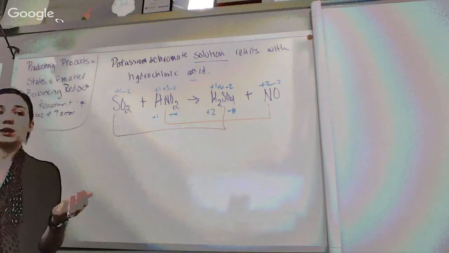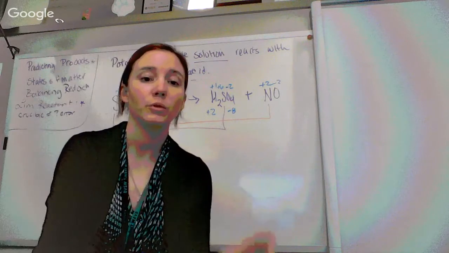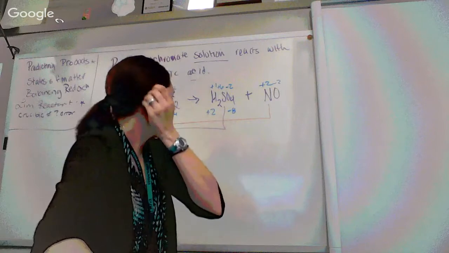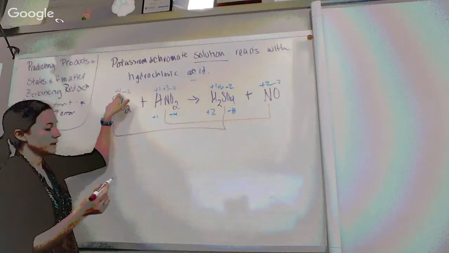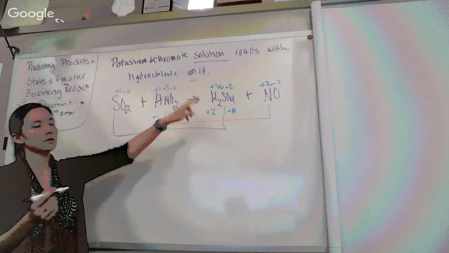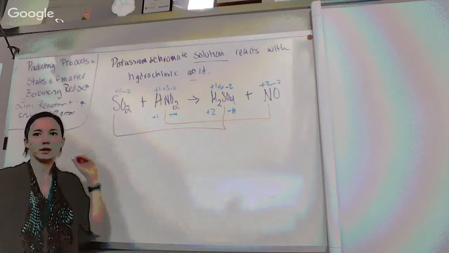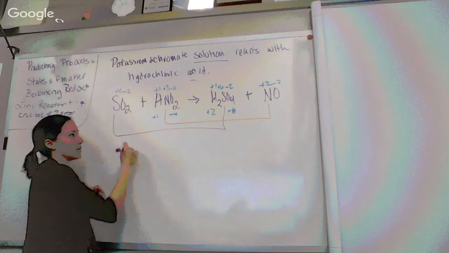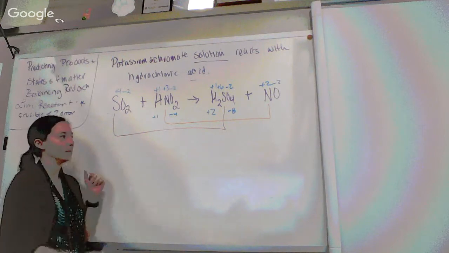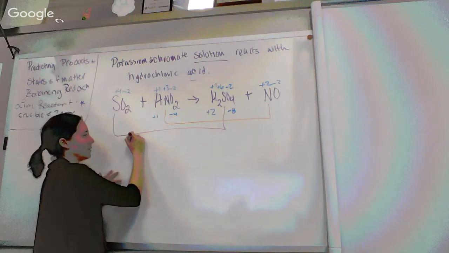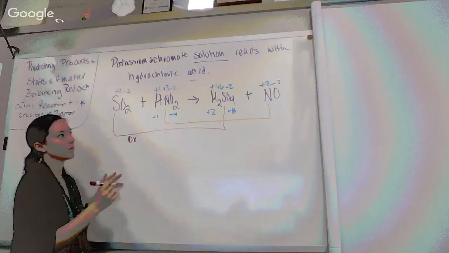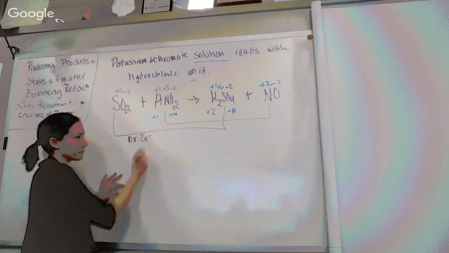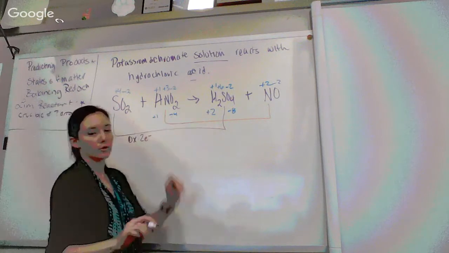So good things. First thing is we had 2 things changing. That's always a good sign. How about for my sulfur? It went from +4 to +6. Did that mean it gained or lost electrons? It lost electrons. It became further away from being balanced. So it was oxidized by how much? 2 electrons. All right. So then we're going to do nitrogen.